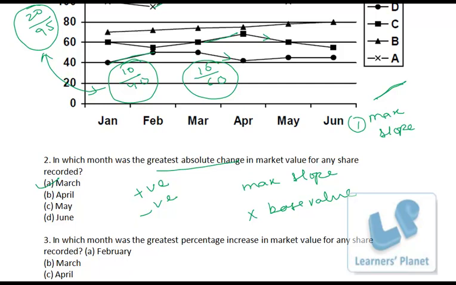Next is: in which month was the greatest percentage increase in market value for any share recorded? That is like the first question, where we were asked about the percentage. Now the question is the month, not the name of the share. So that is this 25%, from January to February. So the month of February for share D. D we have already answered. Now the month is February.